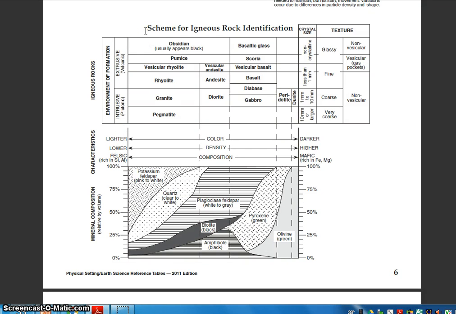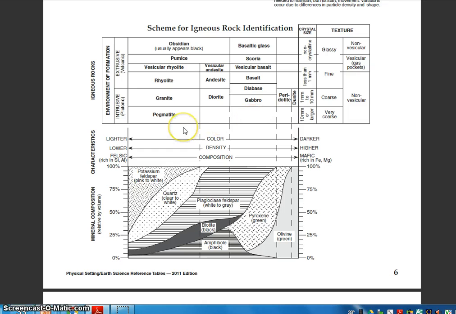What you see here is a scheme for igneous rock identification. This is in your Earth Science Reference Table, page 6. Igneous rocks are based on color, density, and composition, texture as well. What we see here is all the different names of the igneous rocks.